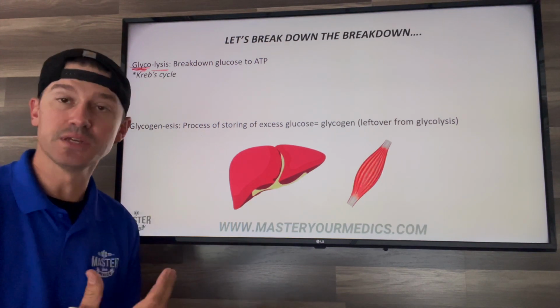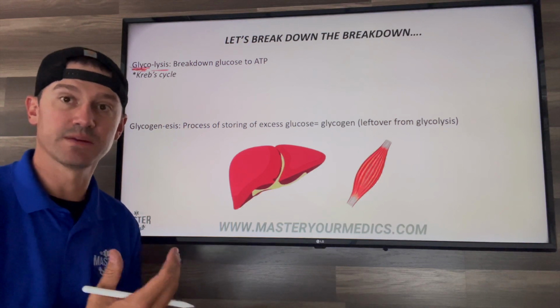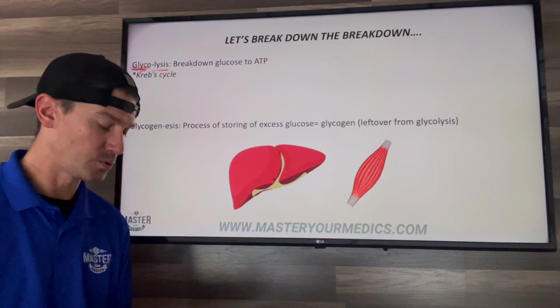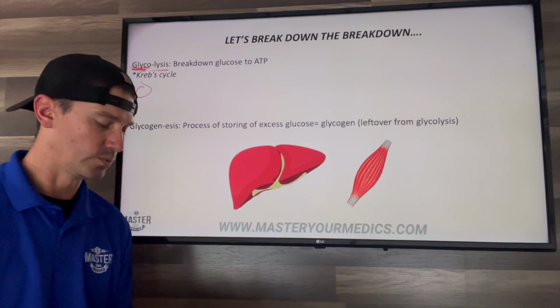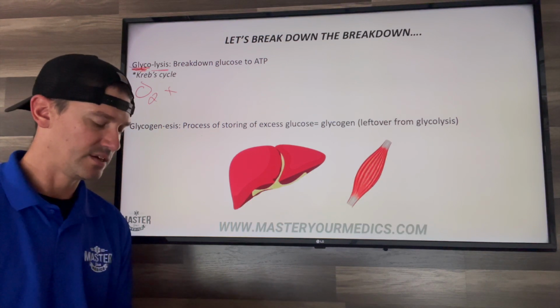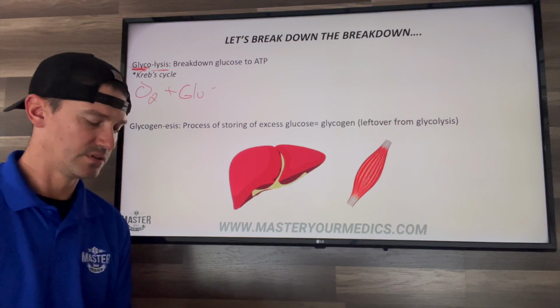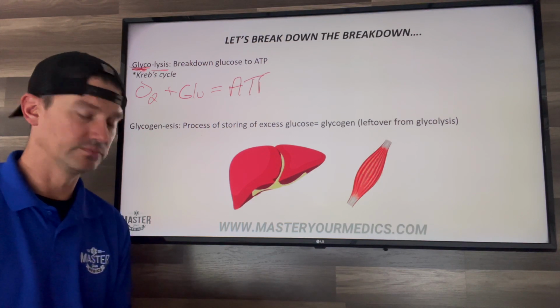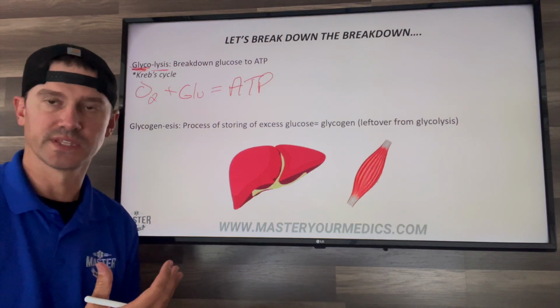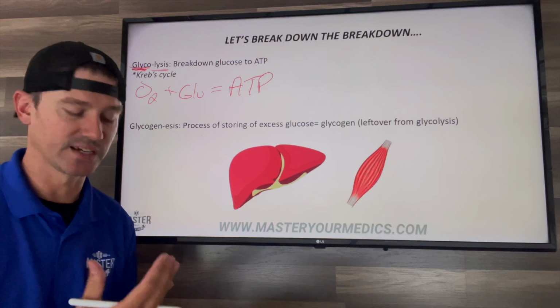So we know that ATP is produced through the Krebs cycle. The most basic concept of that is we need oxygen and we need glucose to make ATP. Super straightforward things. Hopefully everybody has a good understanding of that.